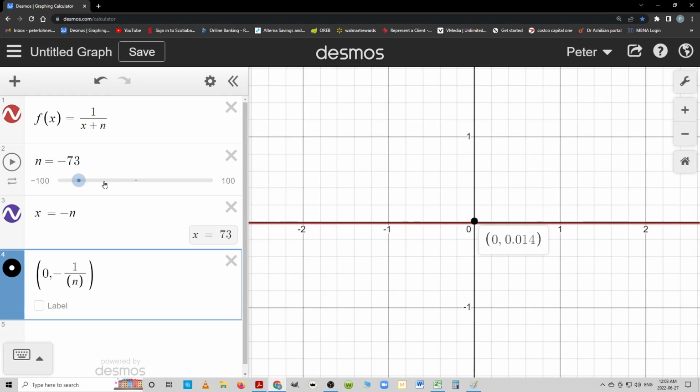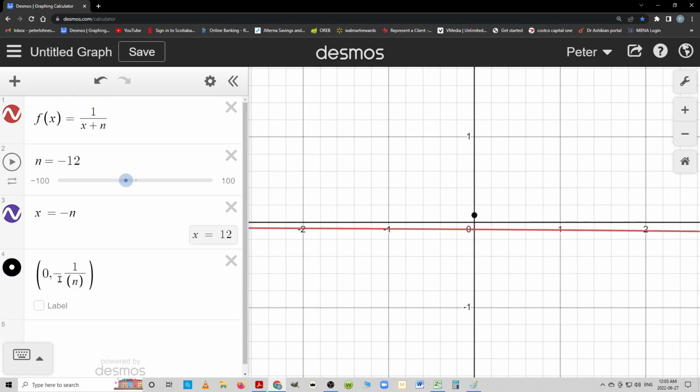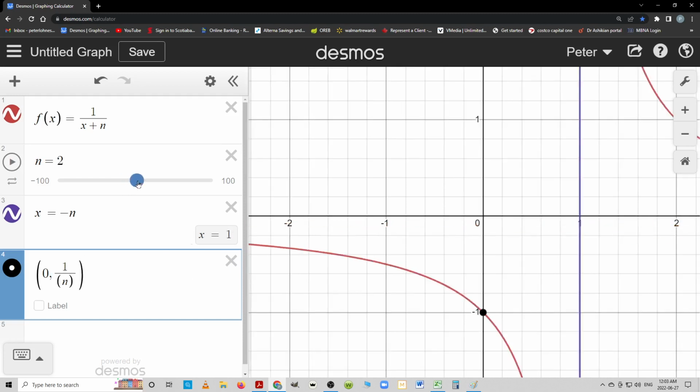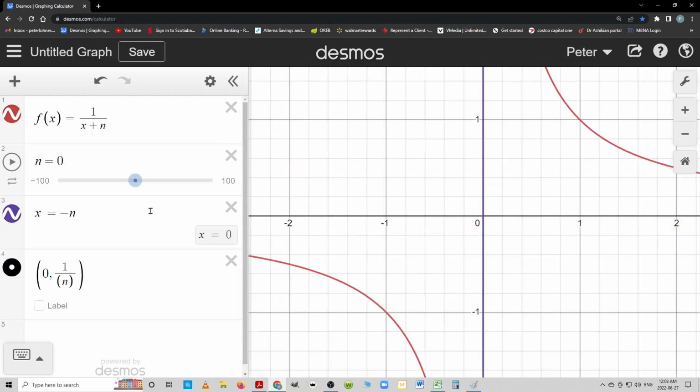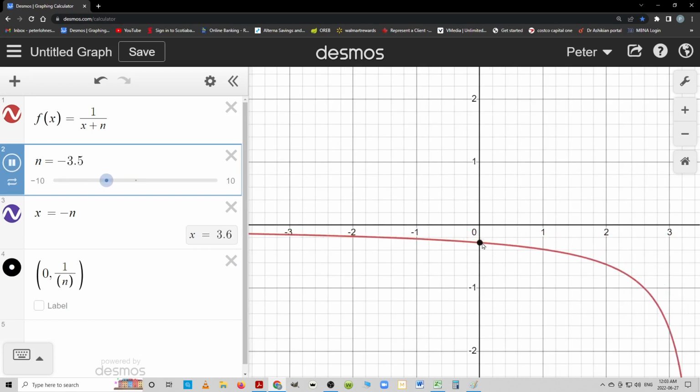Hard to see on that one. Let's bring that closer to 0 to get an idea. No, it's just going to be 1 over n. There we go. That'll give us a better idea. So let's just make our n go up and down by 1. We'll hit play, and you'll see it's drawing my y-intercept for me.